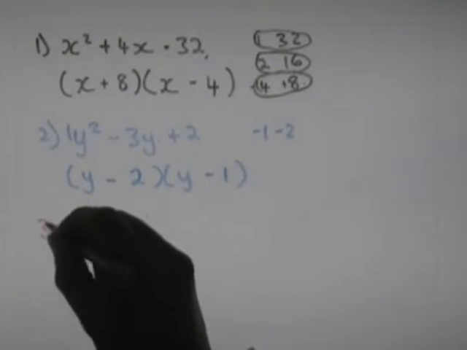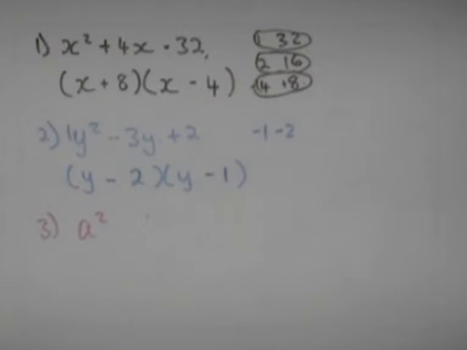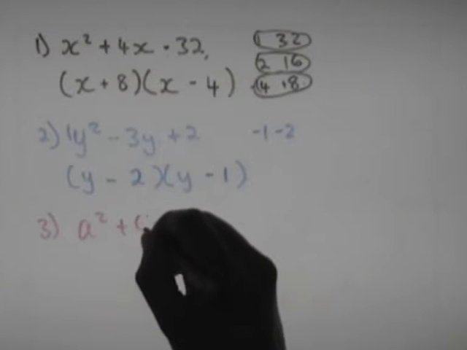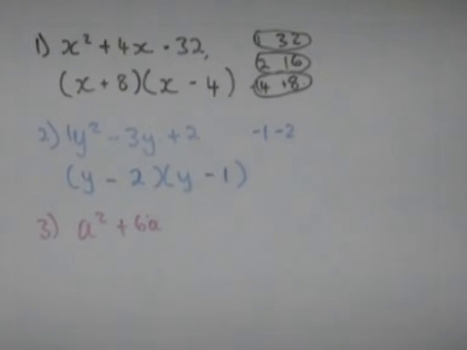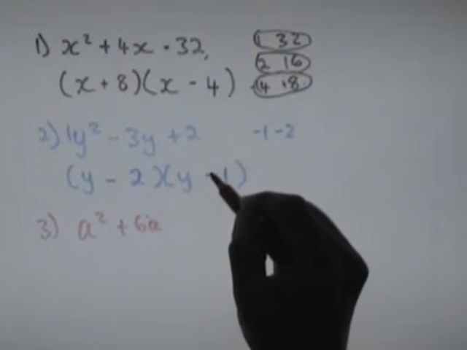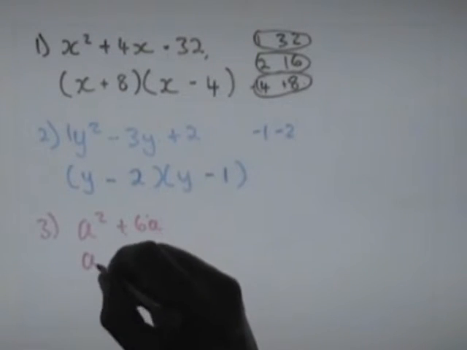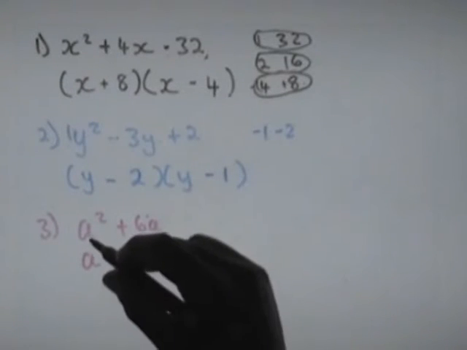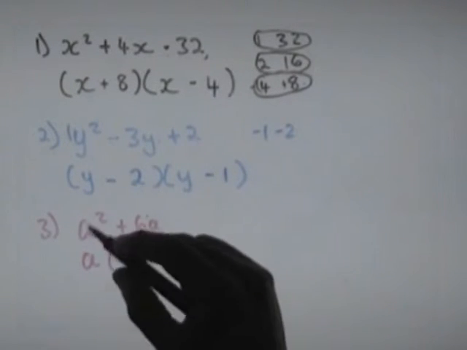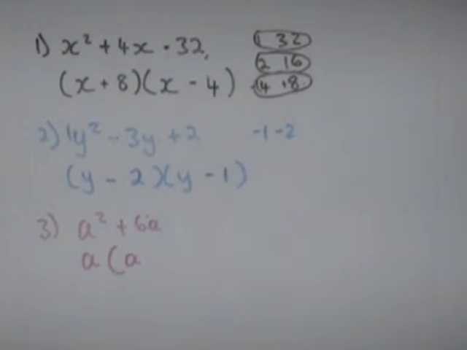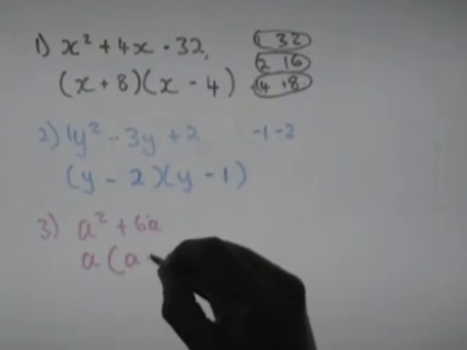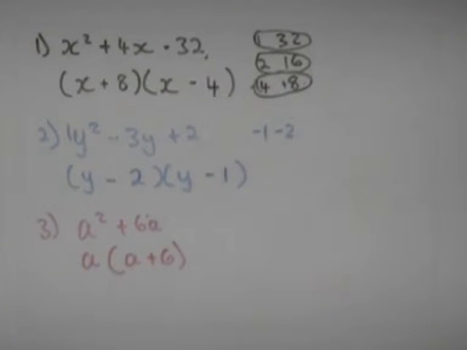The third one I gave you to do was a remarkably easy one. A squared plus 6a. Now this one you don't need to break it into two brackets. Always remember we are doing a thing called factorization, so taking out a common factor would be useful. If I take out a common factor of a, which goes into both of these, a goes into a squared a amount of times, a into 6a goes 6 times. And that is a squared plus 6a factorized.